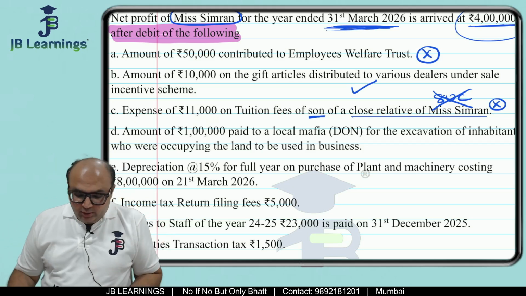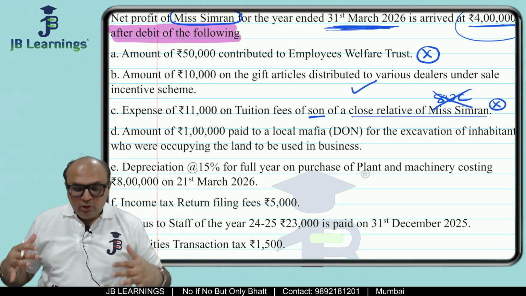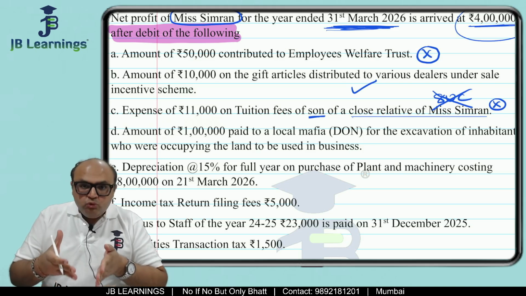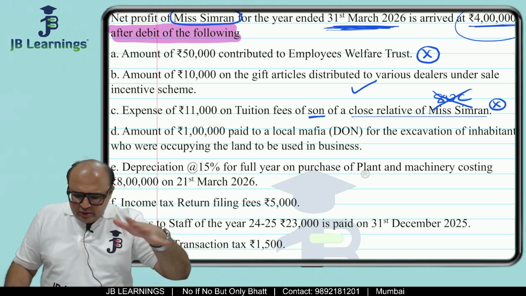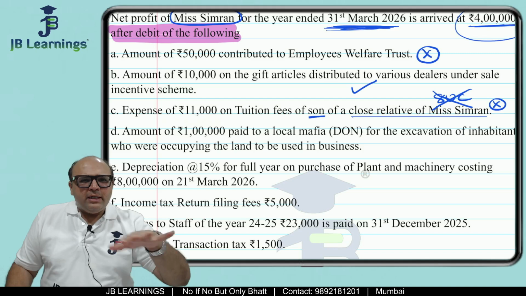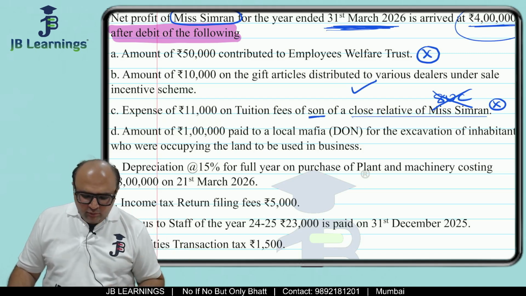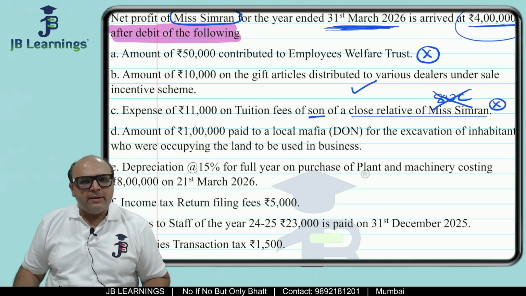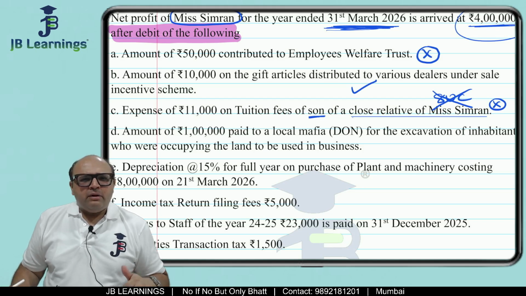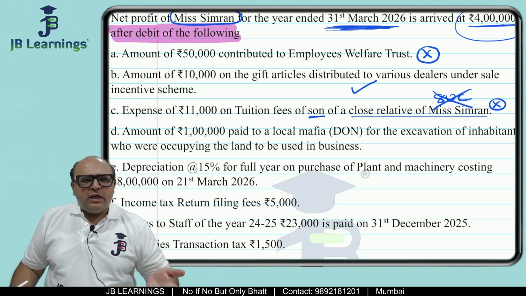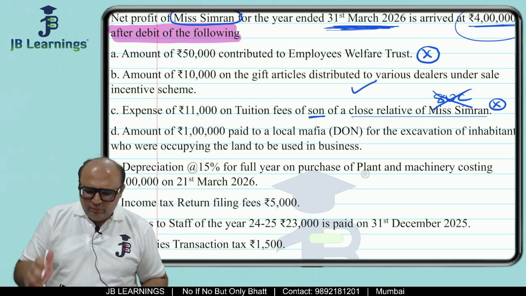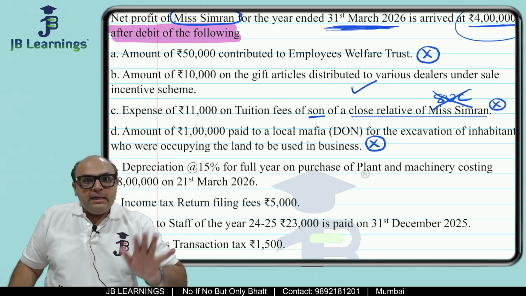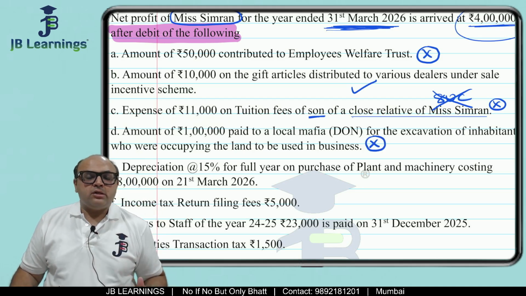Amount of 1 lakh paid to a local mafia don for the excavation of inhabitants who were occupying the land to be used in business. So, sometimes your land is occupied by some illegal person and you have given 1 lakh rupees to a mafia so that you tell that person to vacate the property. But friends, payment made to mafias, dons, hafta, commission, all these things, secret commission, all these things are illegal expenses. And illegal expenses are not allowed as a reduction.